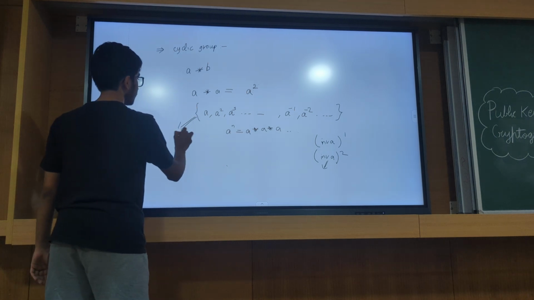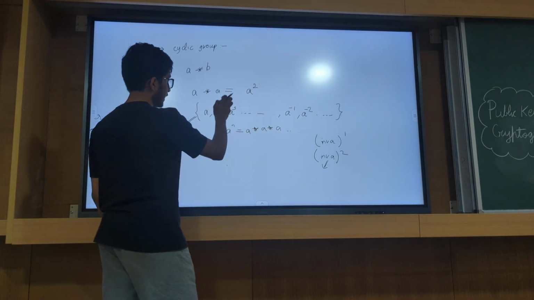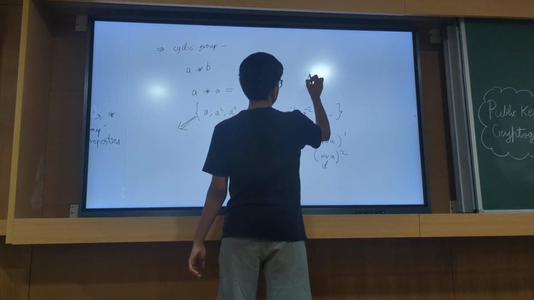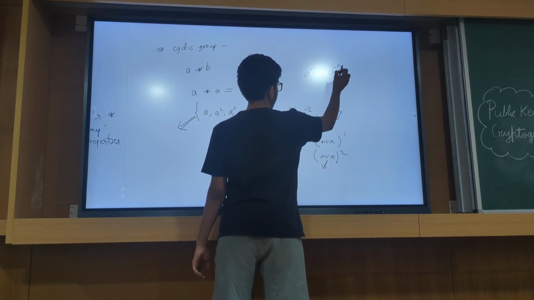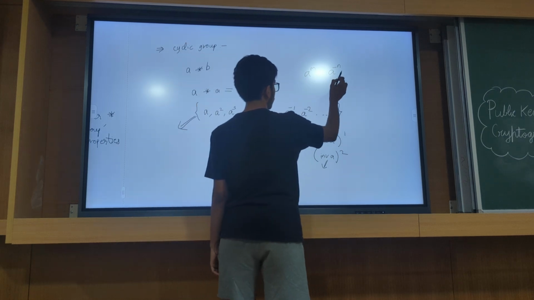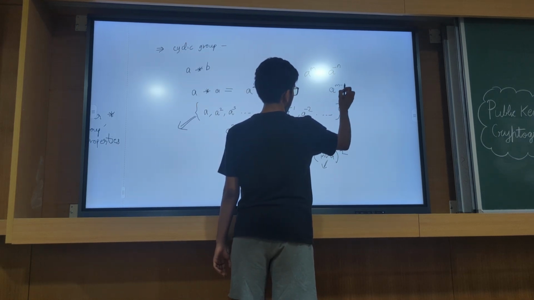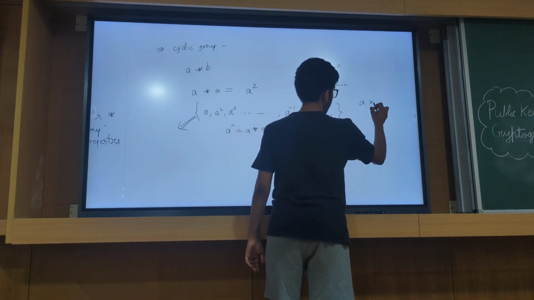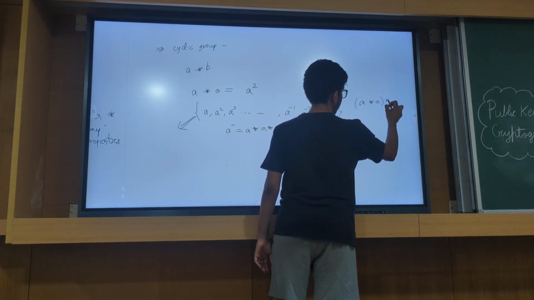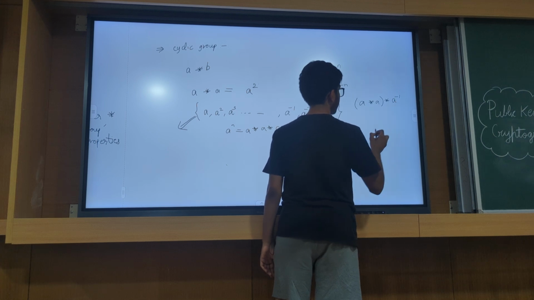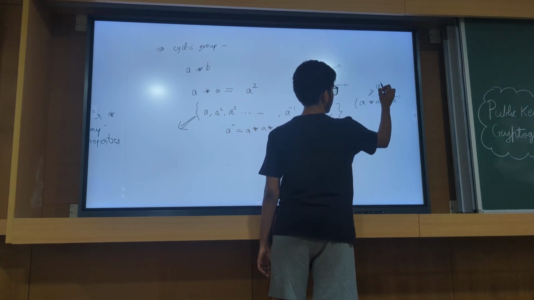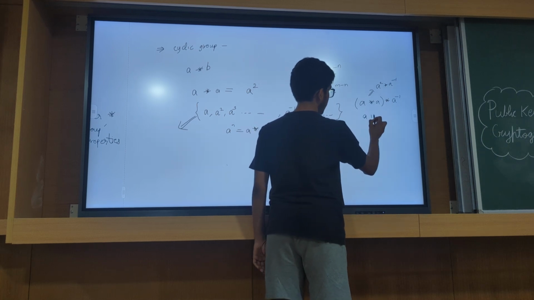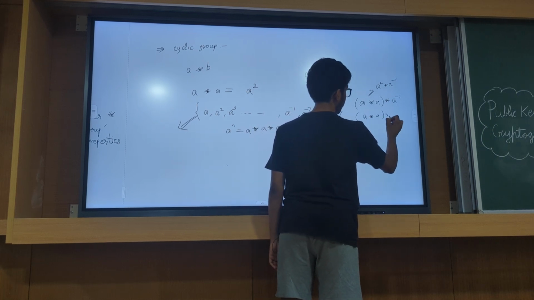If you take this set, then note that any two elements you multiply within this set, it again belongs to that set only. You take some element A power m, you take some element A power minus n belonging to this set, multiply both of them, it will mean A power m minus n. Why is that so? You can just try it out yourself. For example, A star A power minus 1. So this is A square into A power minus 1. So this means A star inverse of A, right?